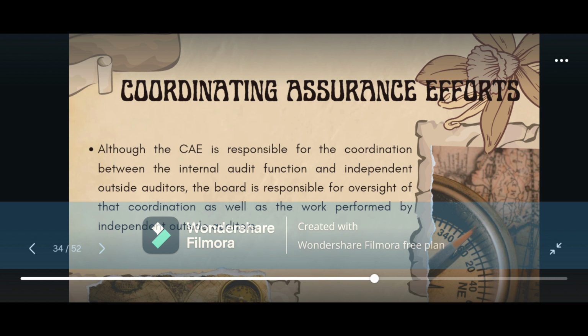So this means that the CAE needs to gain the board's support relative to coordinating the efforts of the internal audit function and the independent outside auditors effectively. The CAE keeps the board apprised of the results of ongoing assessments of these coordination efforts in general, and the performance of the independent outside auditors specifically, through regular communication.